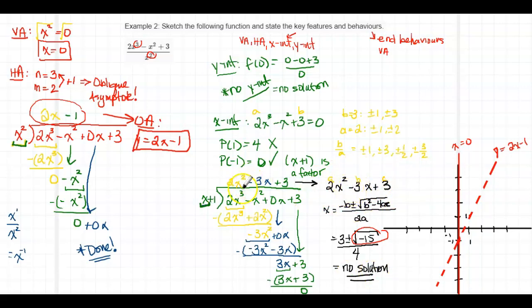But I've already figured out one. This is the only x-intercept that works. So this is a factor. So that means my only x-intercept is going to be at negative 1. Okay? That's my only x-intercept here, negative 1. So I'm going to plot that x-intercept at negative 1.